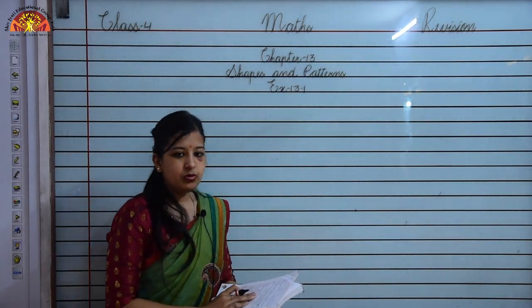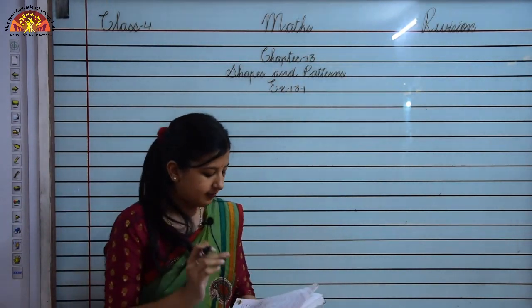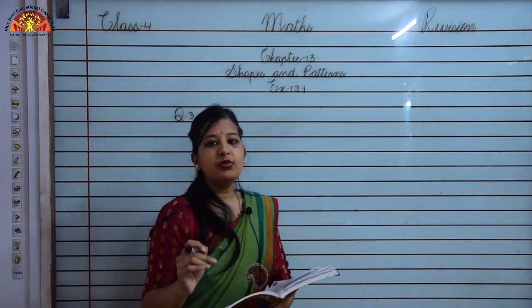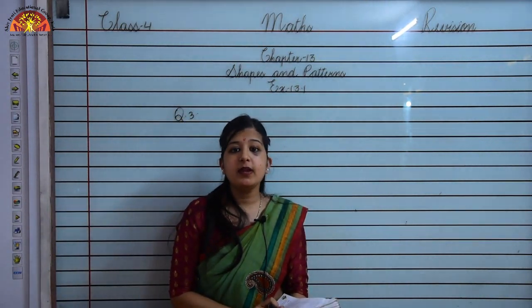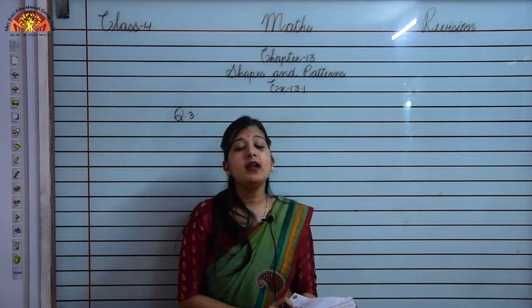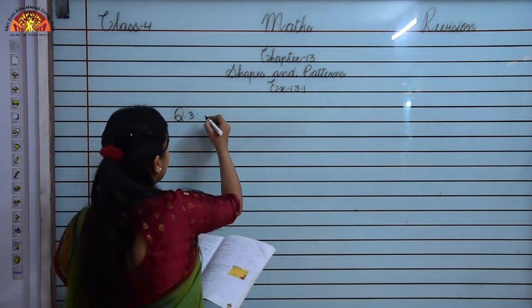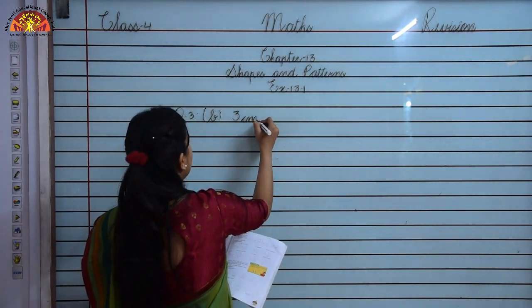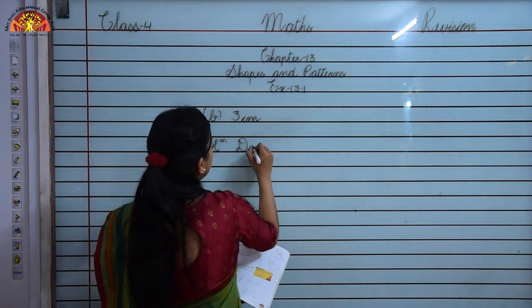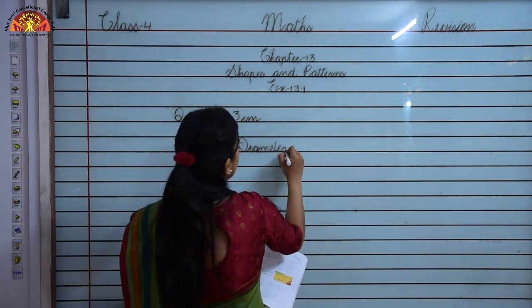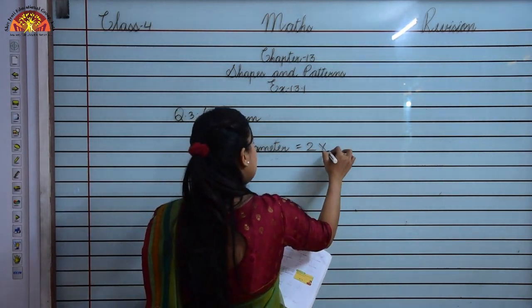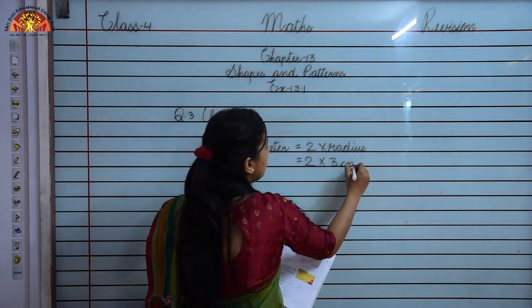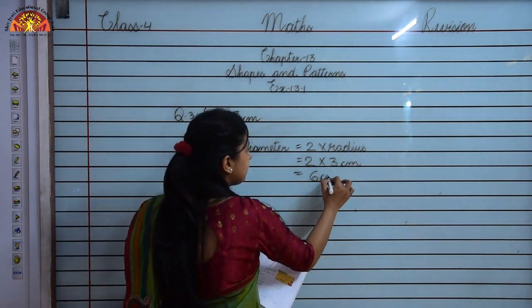Now students, we are going to do question number 3 of this exercise, which is: find the diameter of the circle whose radius is given. Now in this question, what is given? We have the radius of the circle, and you have to find the diameter. So students, firstly we are going to do B part of this question. B part is 3 centimeter. So students, diameter of a circle is twice the radius. So diameter equals 2 multiplied by radius. Here radius equals 3 centimeters. So 2 multiplied by 3 centimeter equals 6 centimeter.